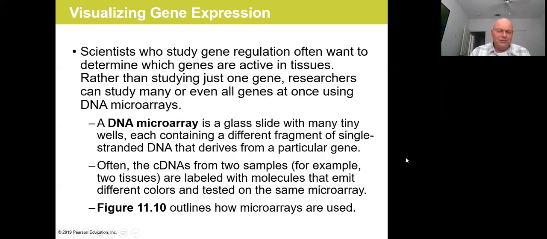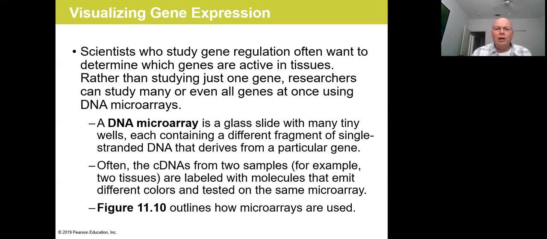So one of the other things that has become really important in studying gene expression is to be able to tell which genes are being turned on in different tissues. Being able to say, well, this gene is on in this location, this gene is on in this location, and sometimes both genes are on in some locations. And so researchers have developed this device called a microarray. It's basically a fancy microscope slide that's got a whole lot of little wells in it.